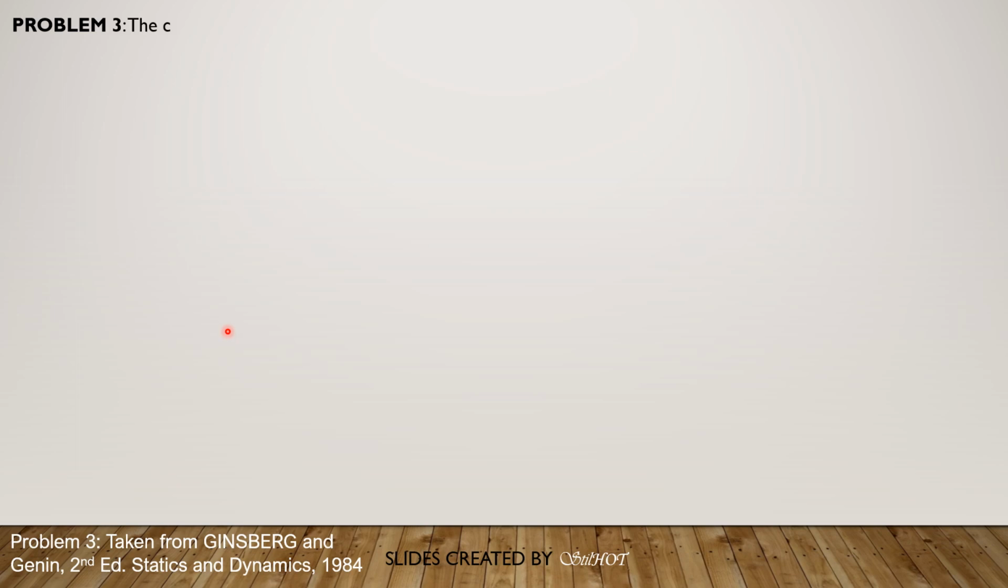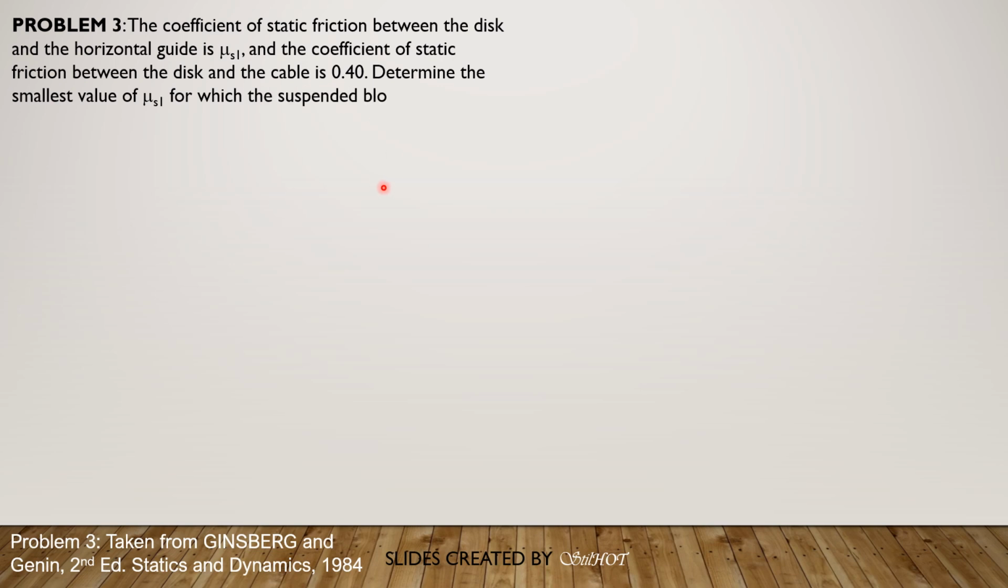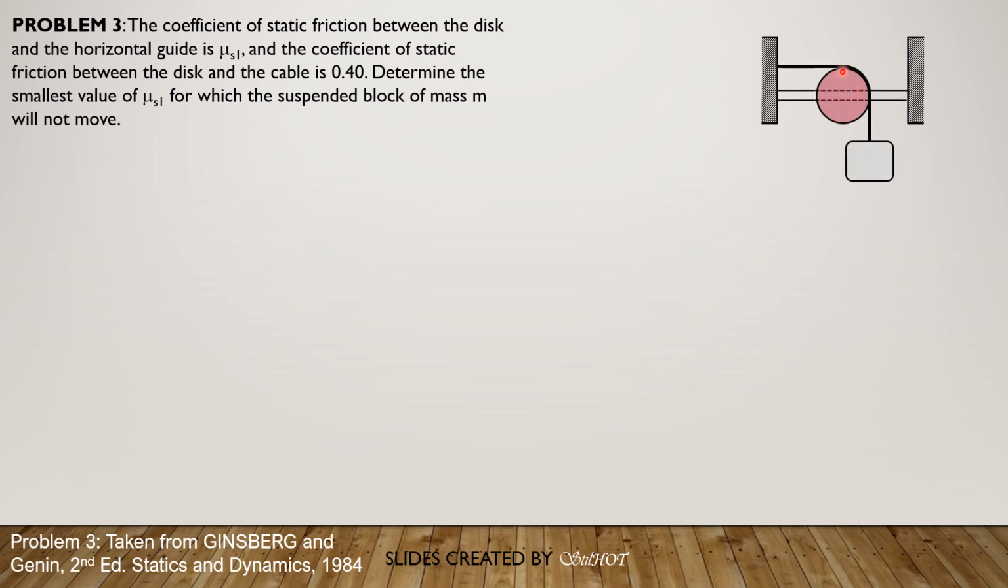So let's proceed to problem 3. The coefficient of static friction between the disc and the horizontal guide is mu sub S1, and the coefficient of static friction between the disc and the cable is 0.4. Determine the smallest value of mu sub S1 for which the suspended block of mass M will not move. So analyzing the free body diagram of this disc here, because the block is the one that has the tendency to move downward, this is the active force. So the tension attached in the cable to this block would be the tie tension, and it is equal to the mass of the block times g.